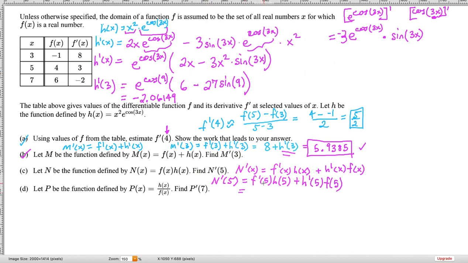So let's see, f prime of 5. They tell me that f prime of 5 is 3 times h of 5.